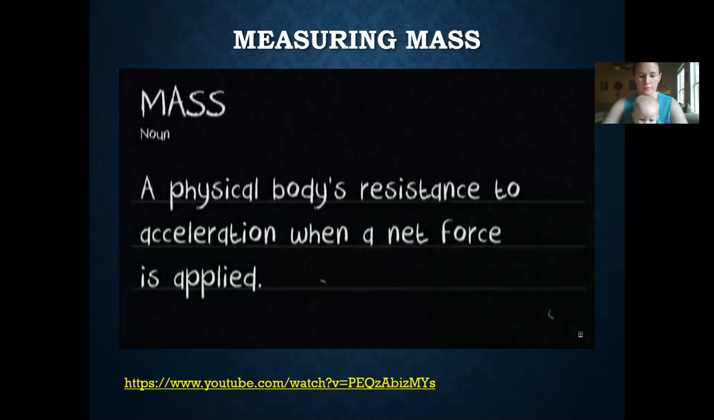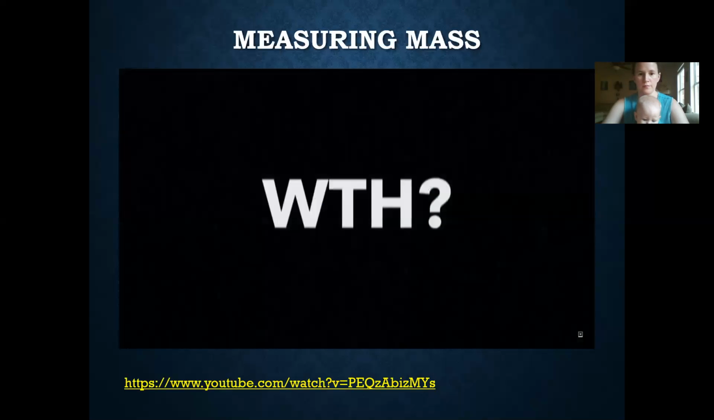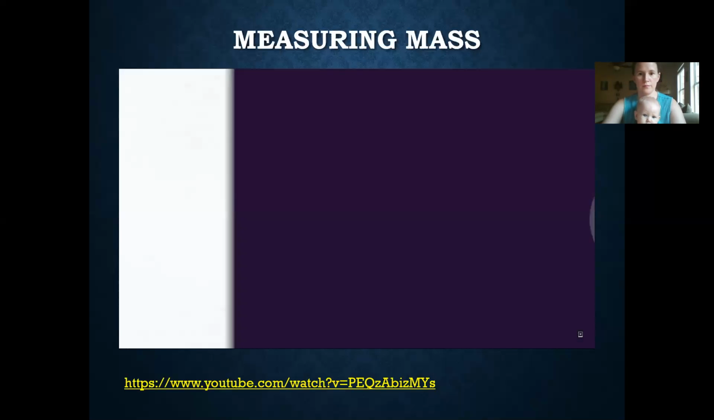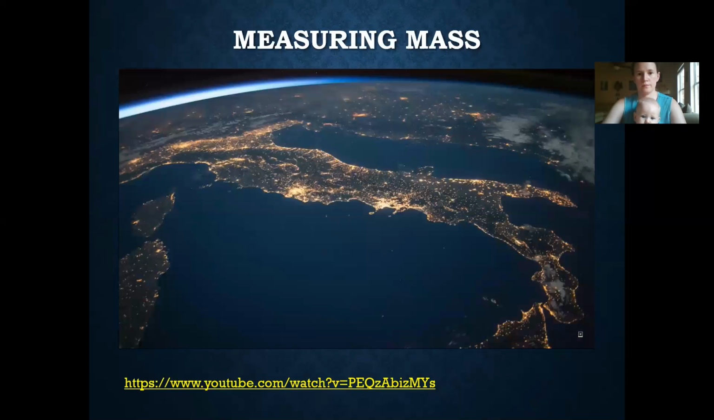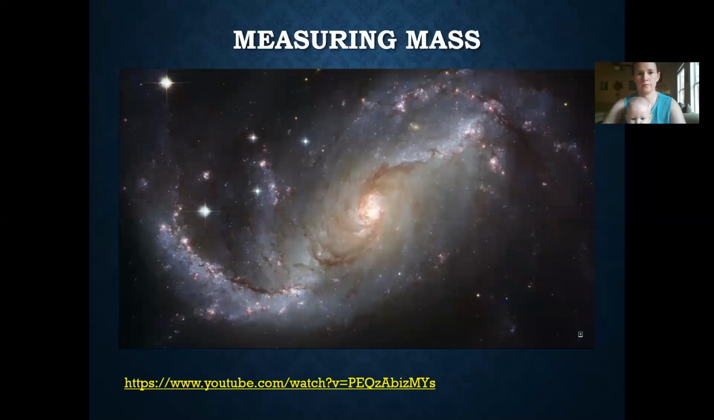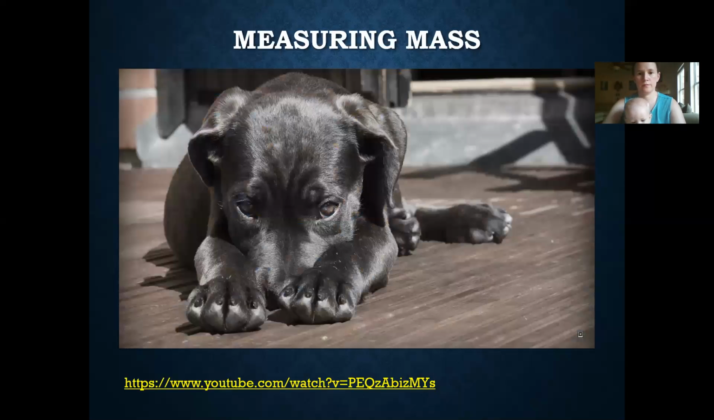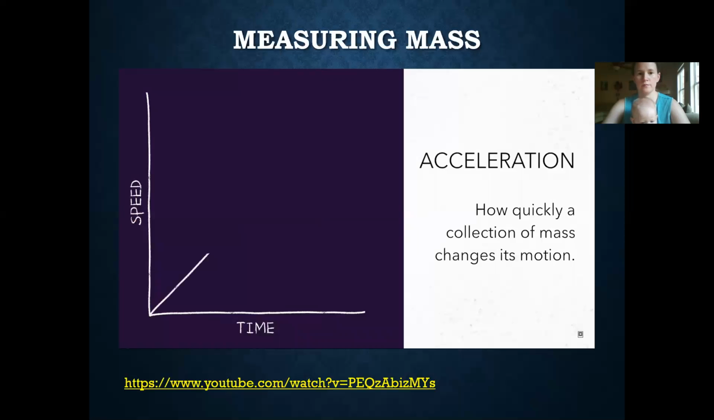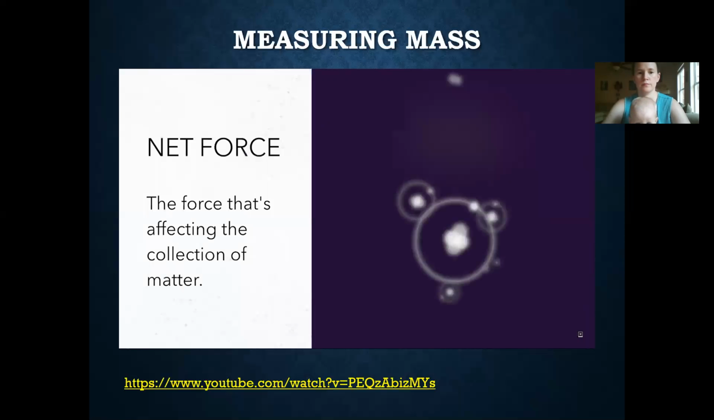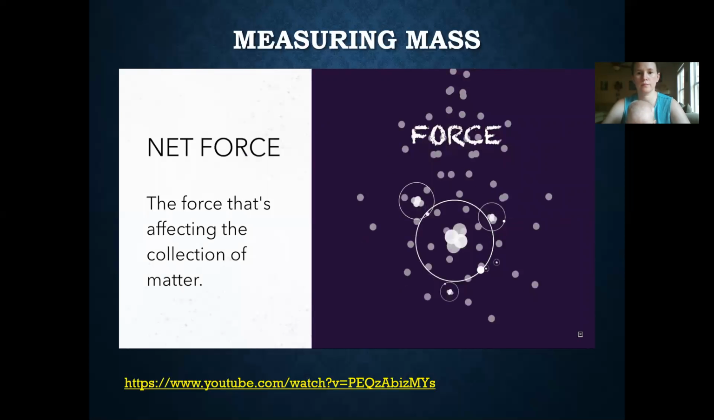Okay, what does that mean in normal people terms? First things first, a physical body is just a fancy name for a collection of matter or stuff. So a physical body could be a planet, a galaxy, a vase, or a puppy. Whatever. Next, acceleration is just a fancy way to say how quickly something changes its motion. And last but not least, a net force is just the entire force affecting this collection of matter.